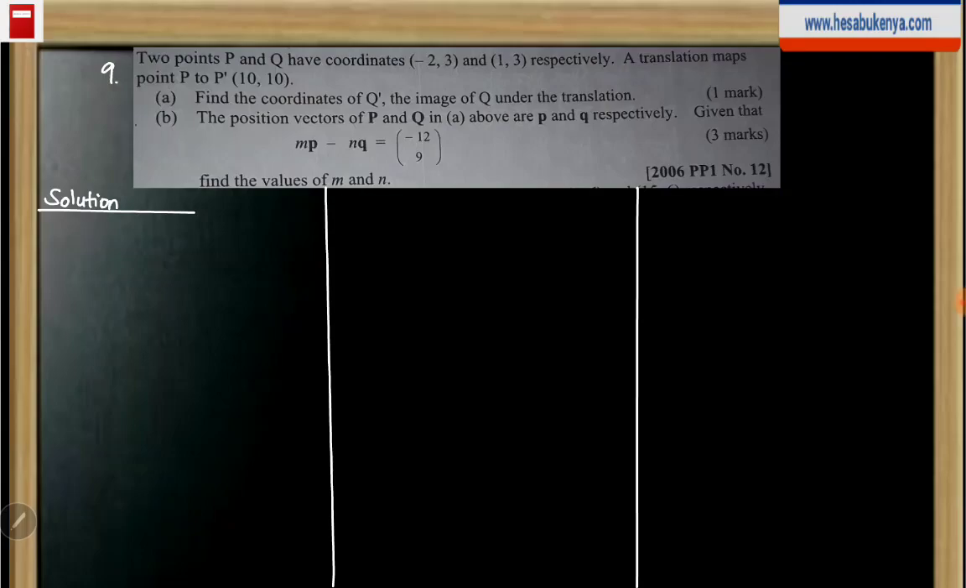Question 9. 2 points P and Q have coordinates -2, 3 and 1, 3 respectively. A translation maps point P to P prime 10, 10. A. Find the coordinates of Q prime, the image of Q under the translation. B. The position vectors of P and Q in A above are P and Q respectively. Given that MP minus NQ is equal to -12, 9, find the values of M and N.